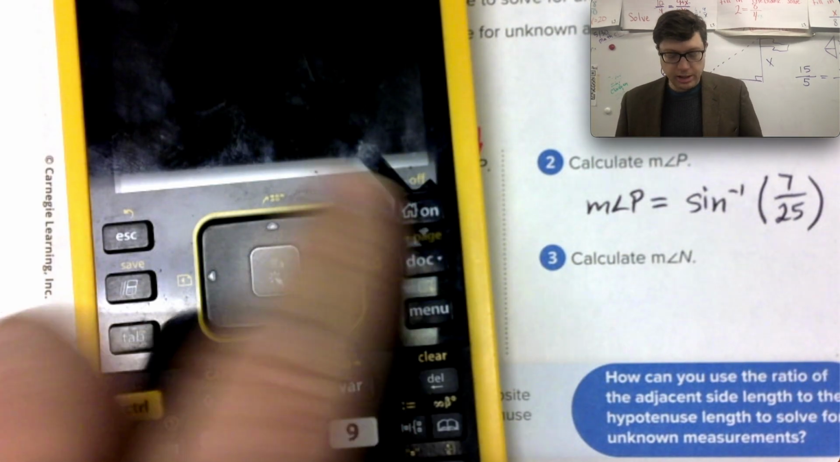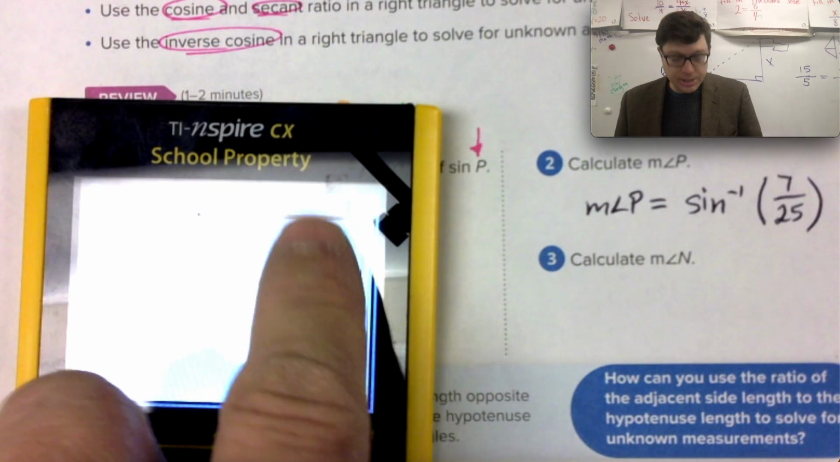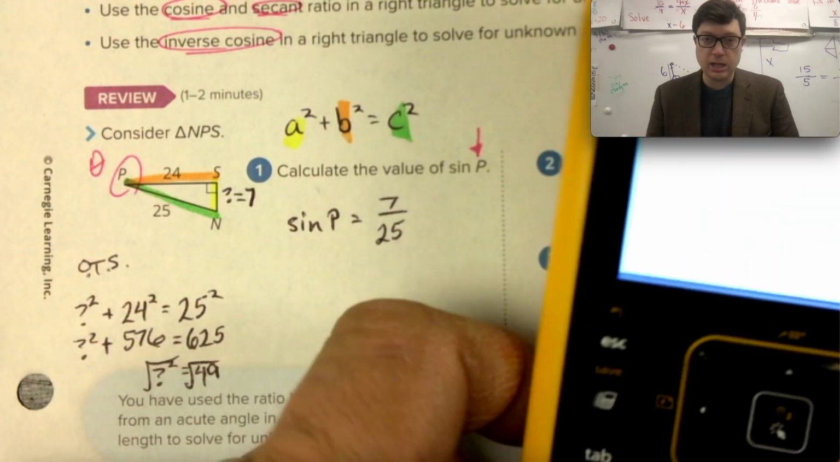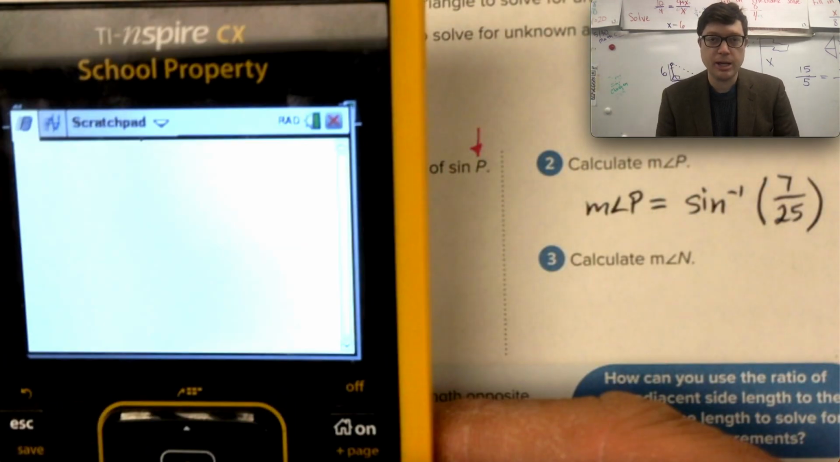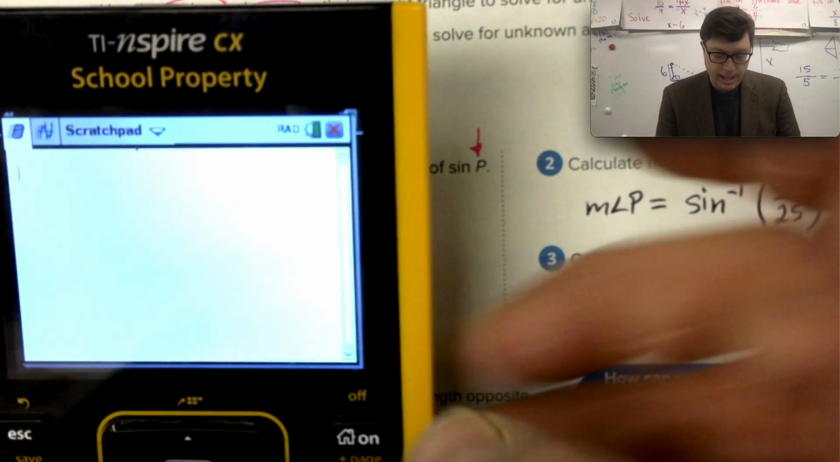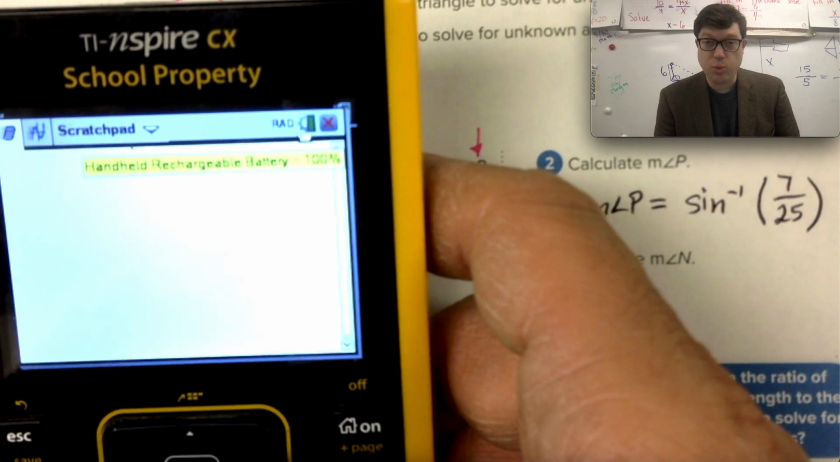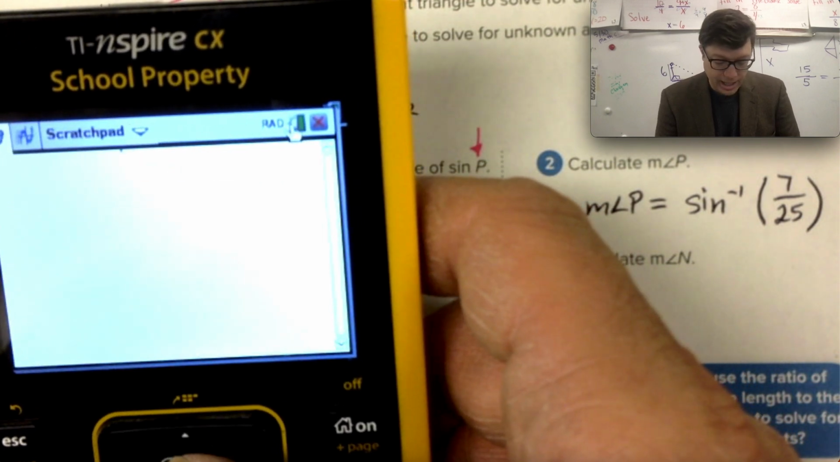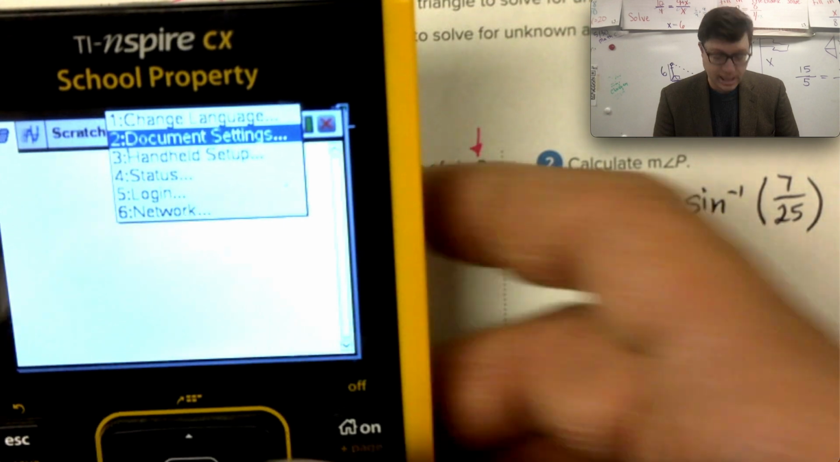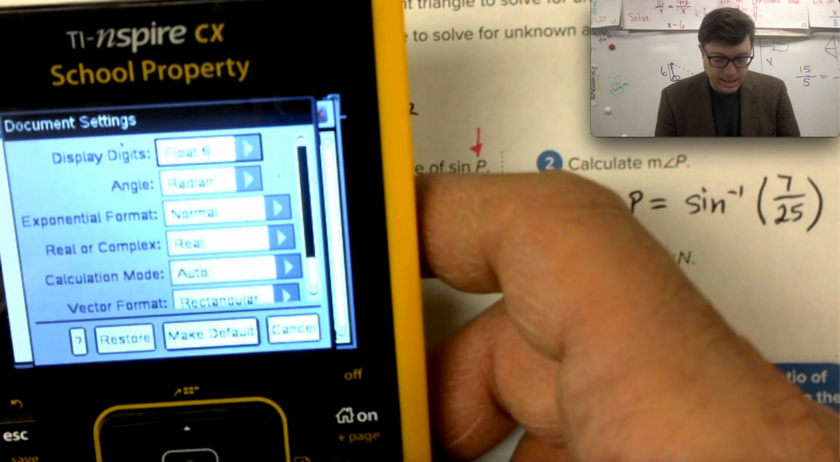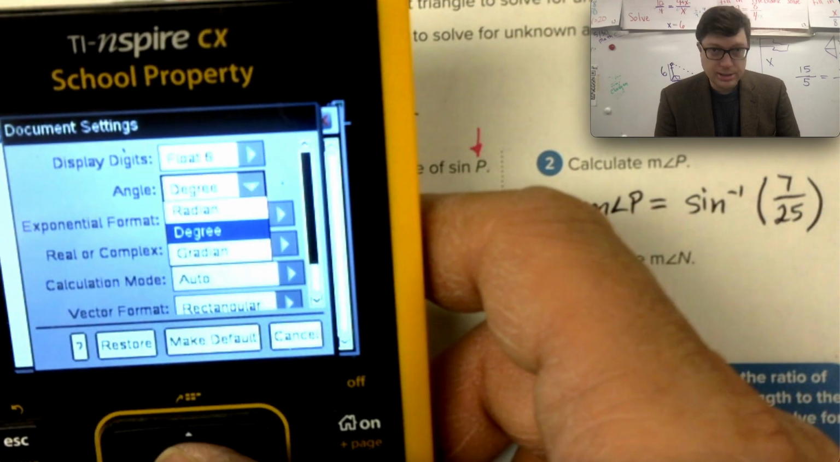We need the yellow calculator for this one. Make sure your calculator is in degree mode, and I know I've got a glare, so let me see if I can tilt the screen a little bit. So I'm in radian mode right now. The way to change it out of radian mode is to click on the gear right next to the word radian, and then go down to document settings and change the document settings into degrees.